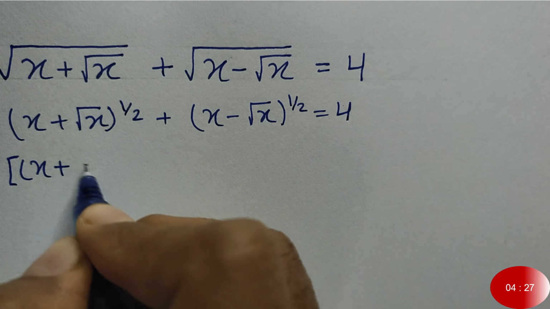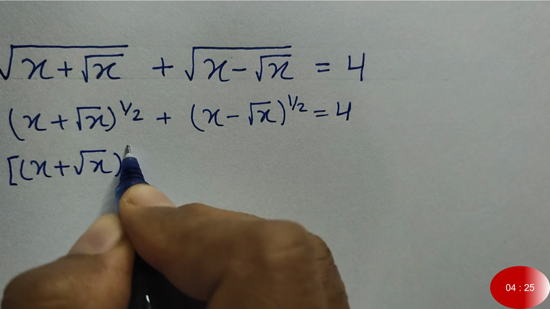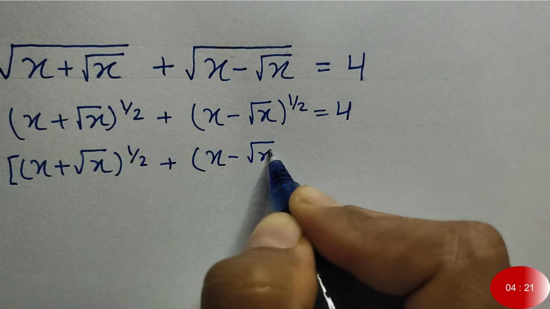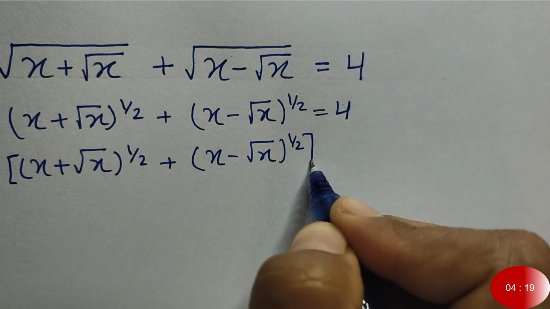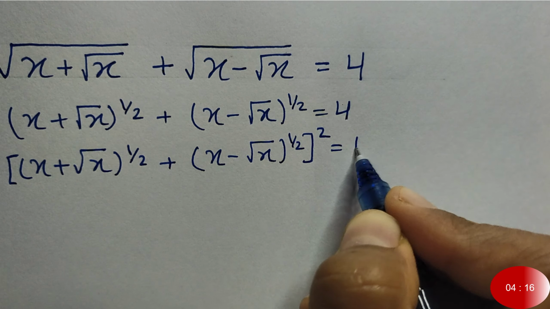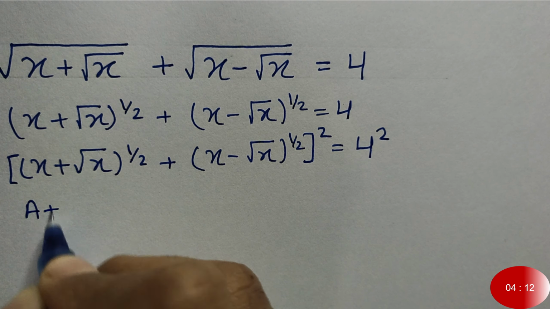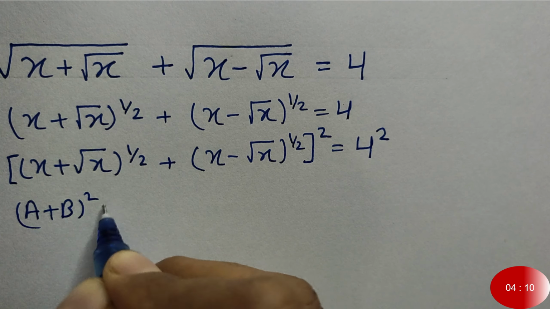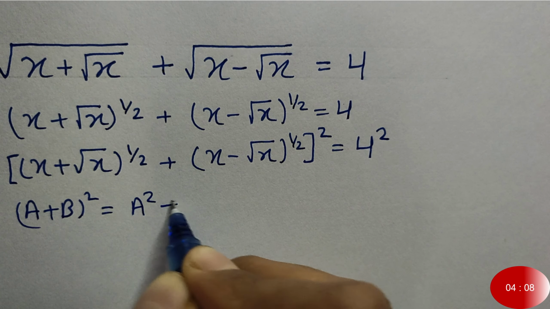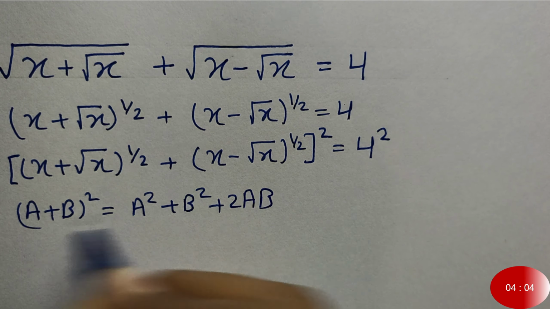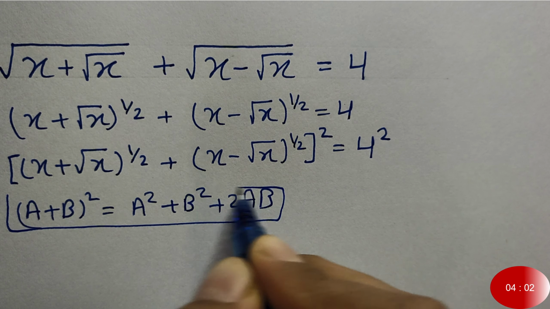And we can write it as ((x + √x)^(1/2) + (x − √x)^(1/2))² = 4². Since (a + b)² = a² + b² + 2ab, we will apply this formula in the above equation.